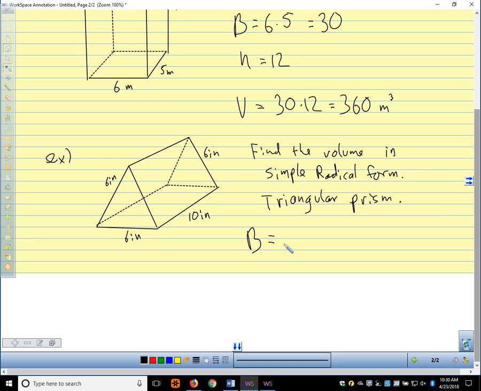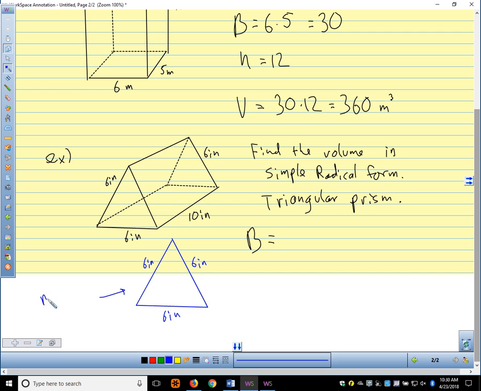Well, to find the area of the base, I'm going to redraw it here without it being on the prism. I'll redraw it in blue. There's my base, and this is 6 inches, 6 inches, 6 inches. So redrawing the base is something that we recommend that you do. That's why Mr. Weaver is showing you. It's a good idea.